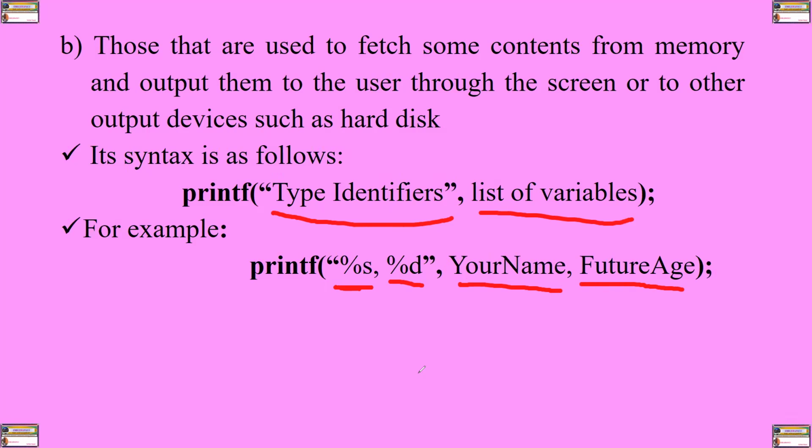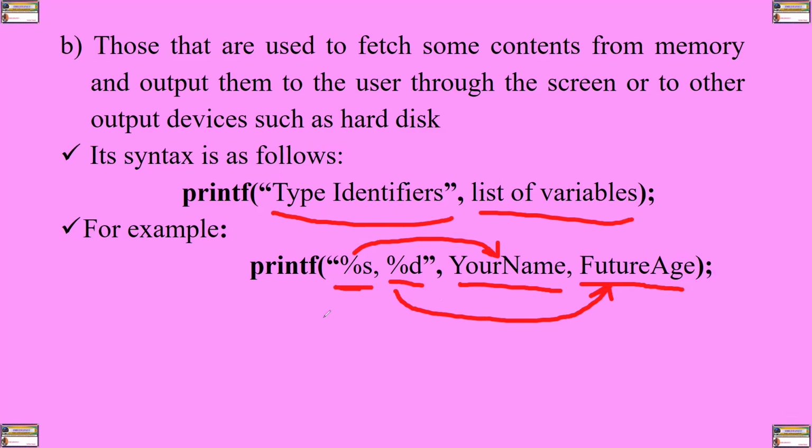So if you want to make use of a single statement, but to display various values in various memory locations, you should always organize your identifiers in the order in which the contents in those variables will be displayed. So this first type identifier must match with the first memory location. This second one must match with the value in the memory location called future age.